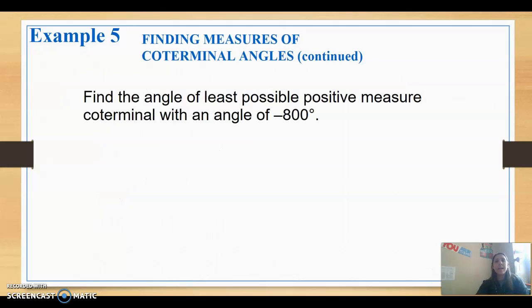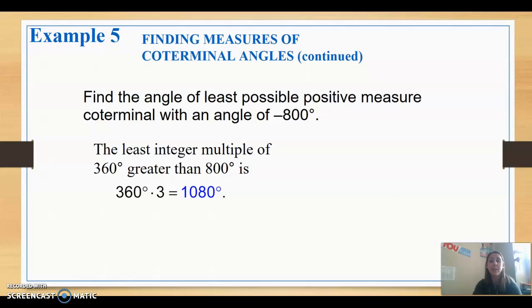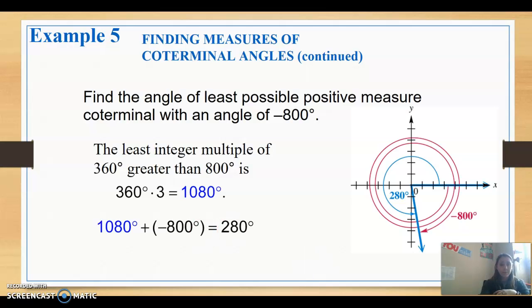This is the last example. We're going to find the angle of the least possible positive measure coterminal with negative 800. The number of times that we could go around is 3 times, right? So we are at negative 800 degrees. We go down 1, we go down one more time, 2, and we go down 1 more. So we are going to do the positive number, 1080 degrees, plus negative 800, and we end up with 280 degrees. And that will give us our positive degrees.